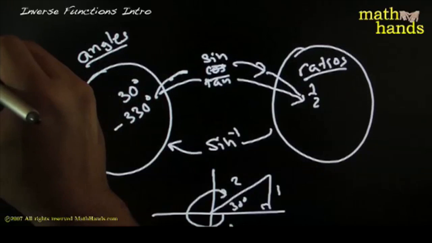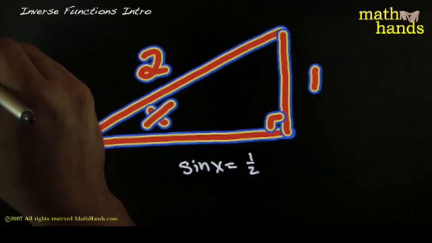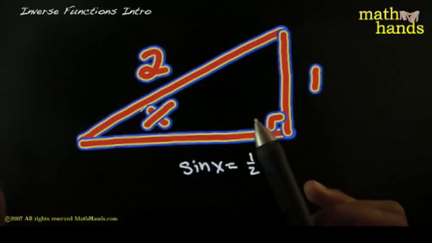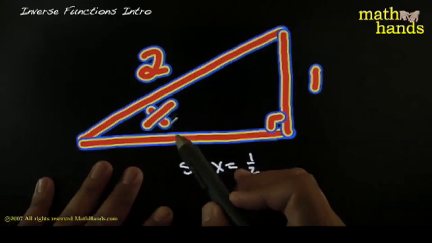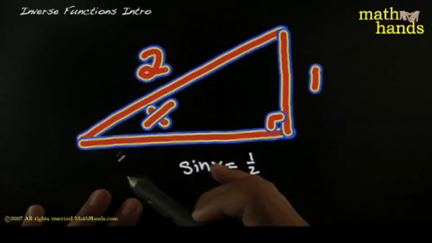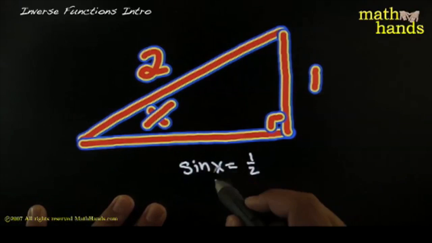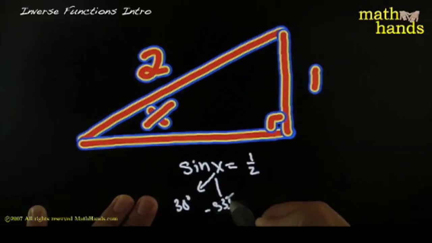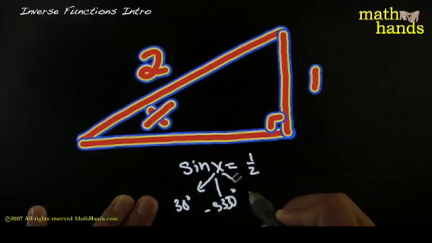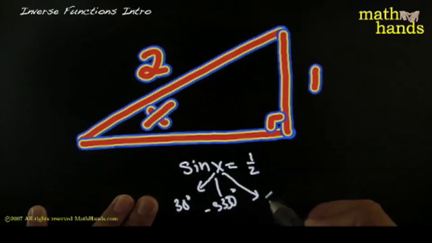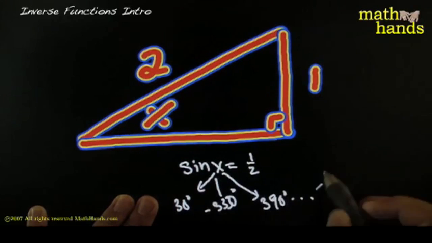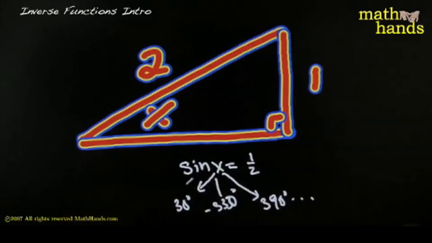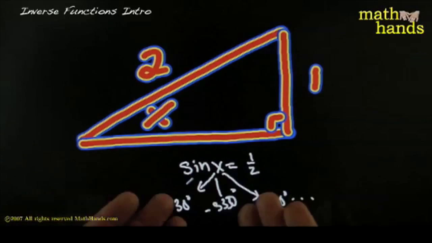If I pose this question here, the opposite is 1 and the hypotenuse is 2, what's the angle? Technically speaking, you might say, well, it's 30 degrees, but then in some sense there are more than one choices for x. X could be 30 degrees, or negative 330 degrees, or x could be a bunch of other things, 390 degrees, etc., etc. There are many possible values for x. And this is actually a discussion that we will leave for when we have a section called Solving Trig Equations.